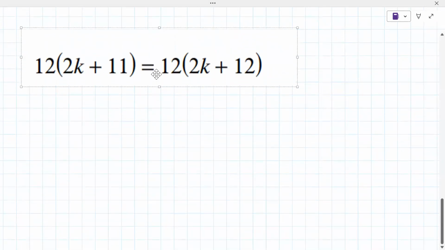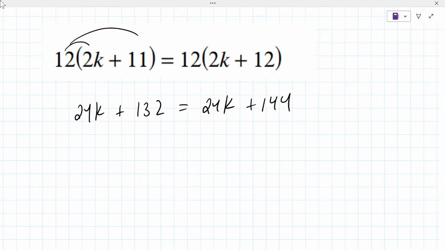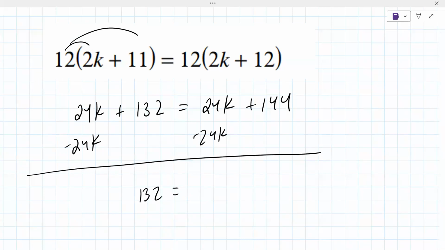All right. So here's an equation to solve. What is the first thing to do here on either side of the equation? Distribute the 12. Yeah. So 24k plus 132 equals 24k plus 144. And what you start noticing when you do these is that if the variable has the same number in front of it, you're going to get one of these exceptions. So this time when you subtract 24k from both sides, you end up getting 132 equals 144.